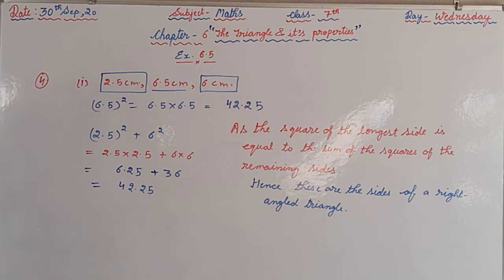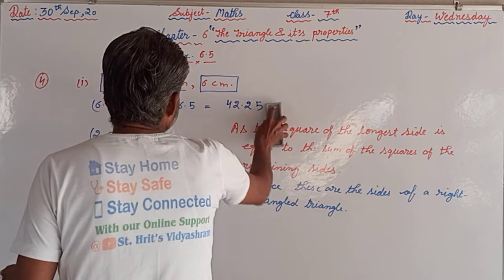Afterwards in question number 2, again you have to see the same thing. The longest side is 5, whether the square of the longest side is equal to the sum of the squares of the remaining two sides. If it is there, then we can say that the triangle is a right angle triangle. If it is not there, then we will say the given sides will not form a right angle triangle. So this was question number 4. In question number 4 we have done the first part. The remaining two parts you are supposed to try by yourself, and after that we will discuss question number 5.